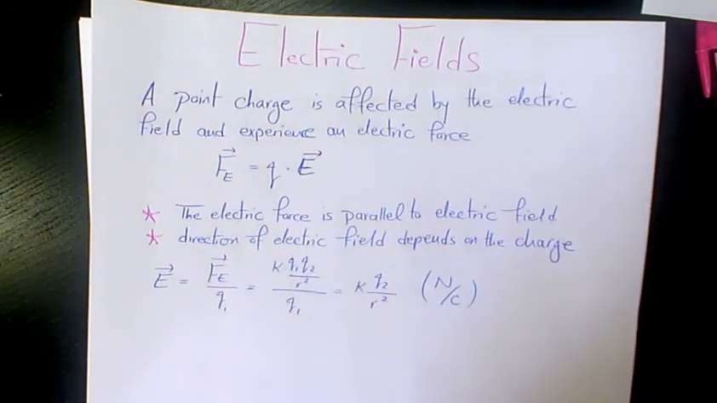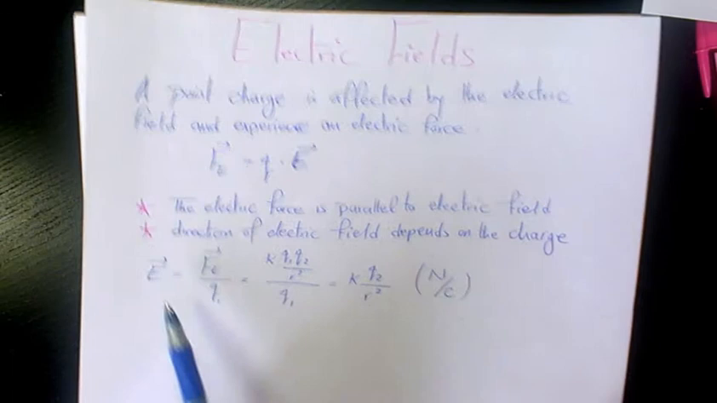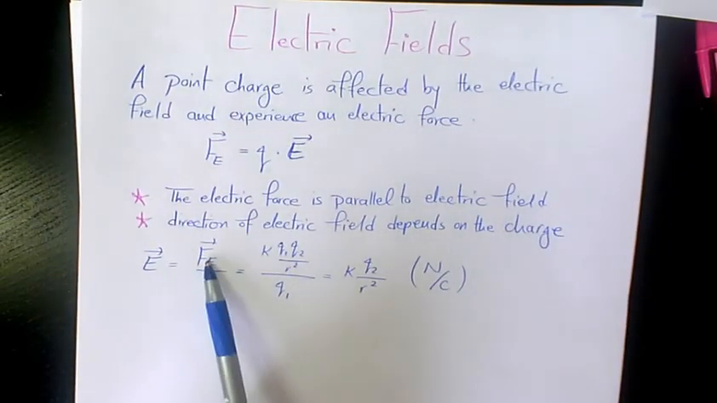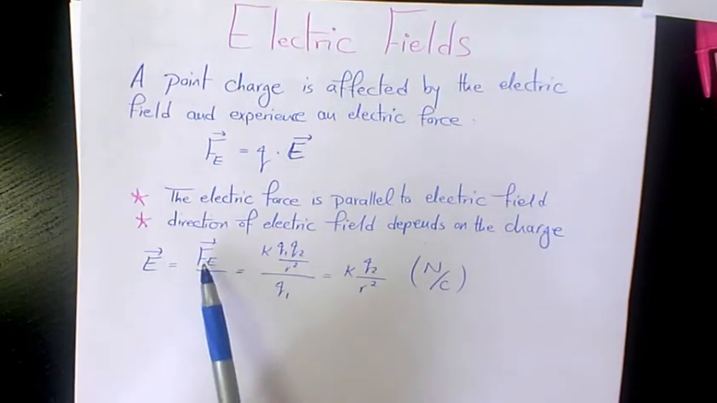If both of them are positive, they are going in the same direction. If you have positive and negative, you're going to have different directions. So electric field equals electric force divided by Q1.